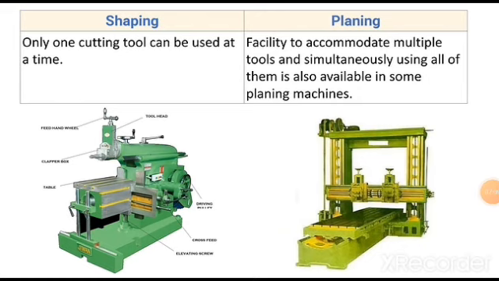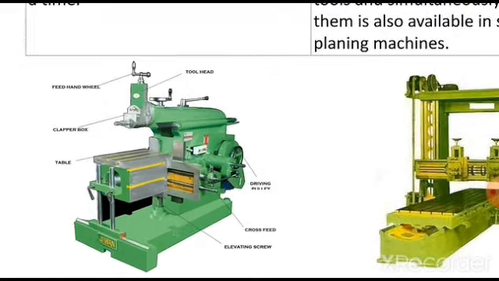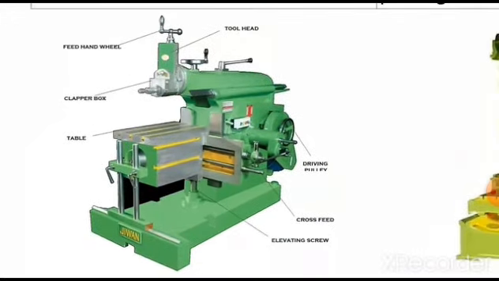Now the next point, only one cutting tool can be used at a time. So here you can see the shaper machine. This is your shaper machine. You can fix only one cutting tool over here. Here you have to fix a single point cutting tool, with which you can remove the material from the surface of the workpiece. So we can fix only one cutting tool over here in the case of the shaper machine.